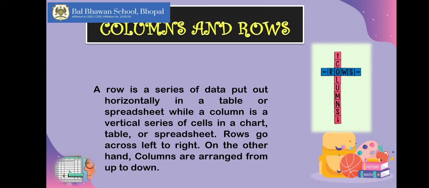Then, let's discuss what columns and rows are. A row is a series of data put out horizontally in a table or spreadsheet, while a column is a vertical series of cells in a chart, table or spreadsheet. Just notice the picture. Rows go across left to right. On the other hand, columns are arranged from up to down.